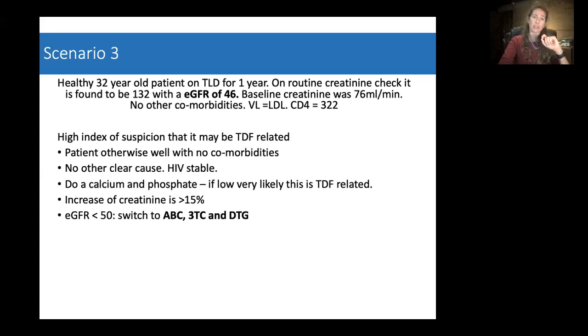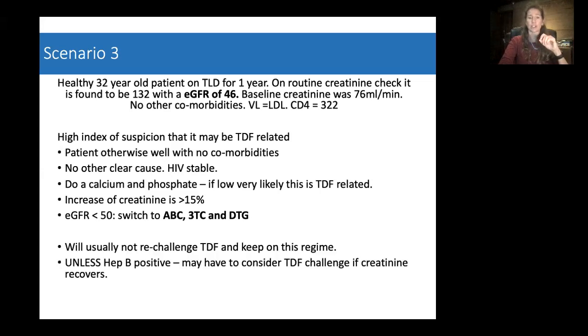And because that GFR is under 50, you definitely now want to switch that patient to abacavir. Again, you're going to adjust your 3TC and the dolutegravir. So in these cases, we're not usually going to re-challenge the tenofovir. You do want to keep an eye on your creatinine. And if the GFR goes over 50, you want to bring your 3TC back to normal dosing, but probably the patient will stay on abacavir, 3TC, and dolutegravir.